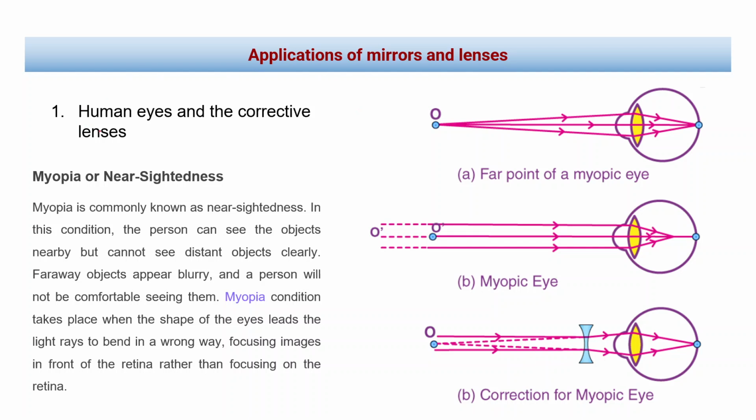The first application that we can all see even outside any optical lab is the human eye. First, let's talk about the human eye. Here is a schematic representation of a human eye.